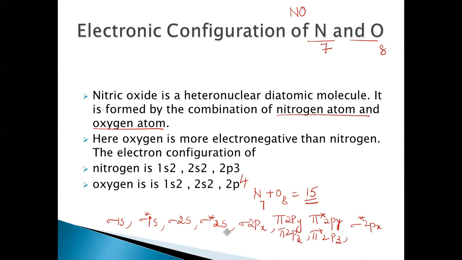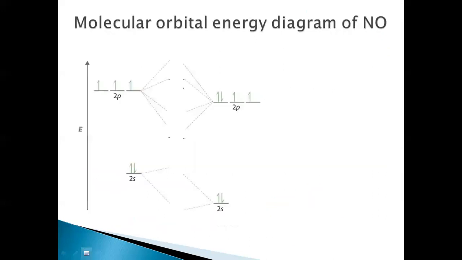That means first sigma comes and then pi here, if you can see here, right? So if you look at this molecular orbital energy level diagram for nitric oxide, this is nitrogen and this is oxygen. The oxygen atomic orbitals are a little lower in energy when compared to that of the nitrogen orbitals.